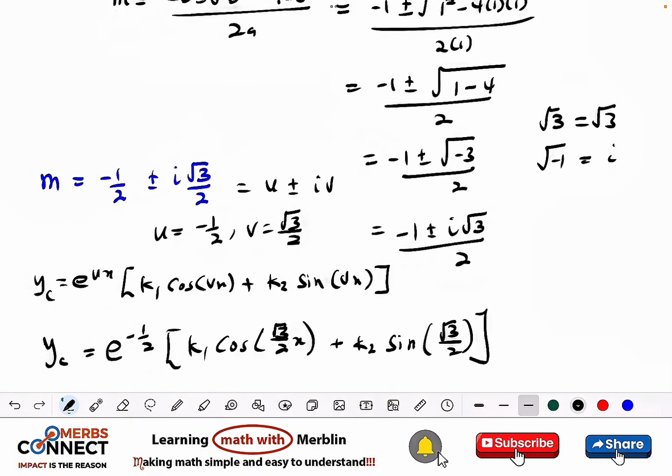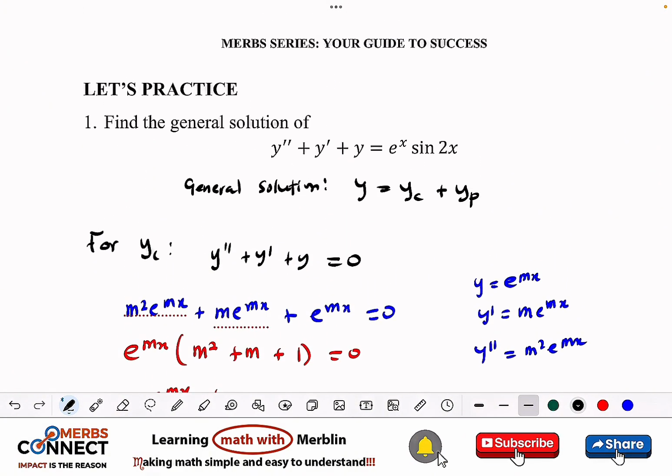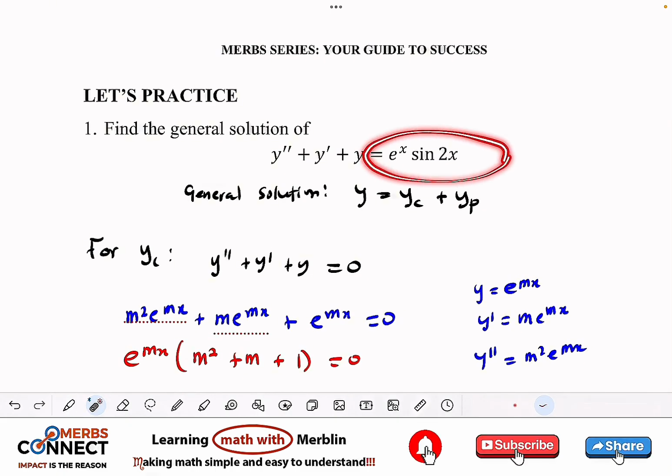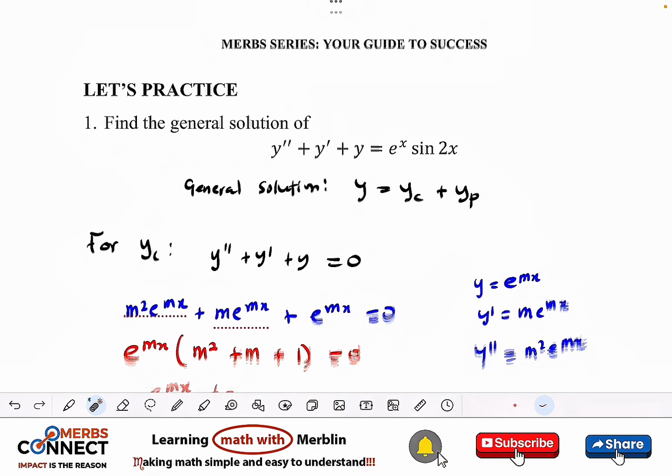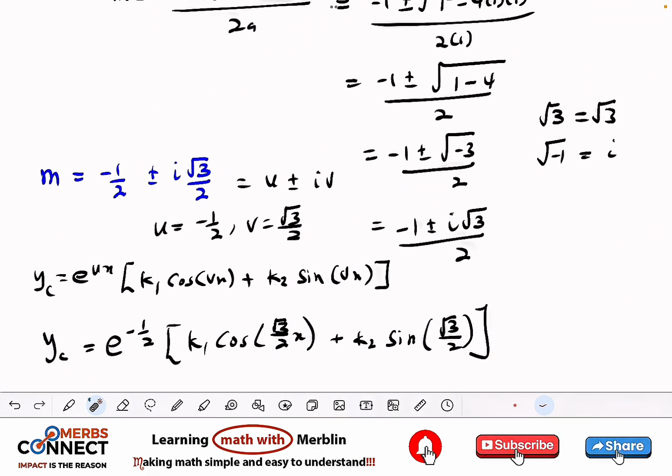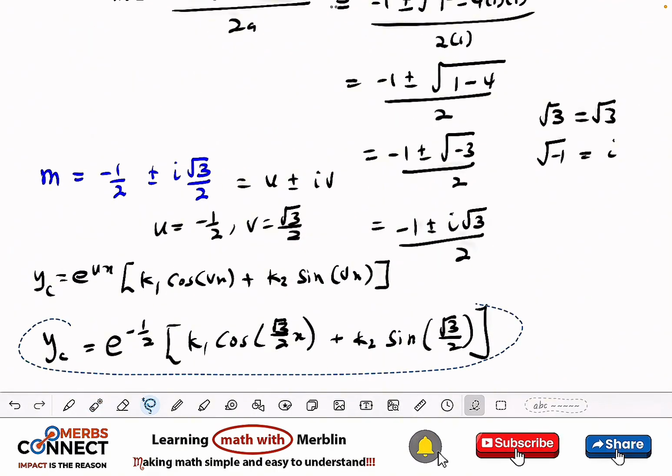So now that we are done finding the complementary solution, we need to think about the non-homogeneous aspect, which is going to help us find the particular solution. Let me just copy this to the next page.